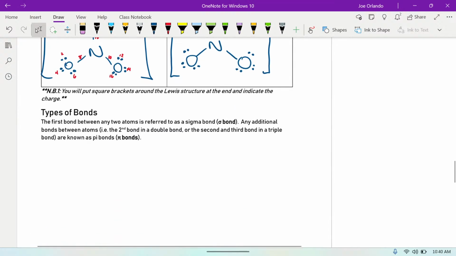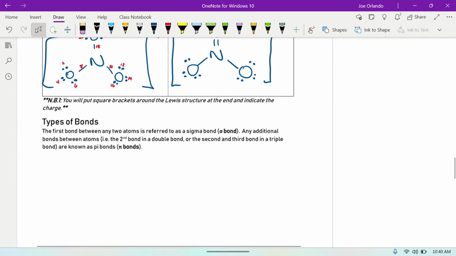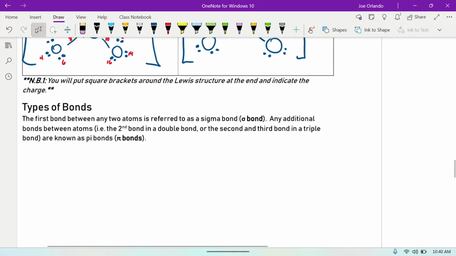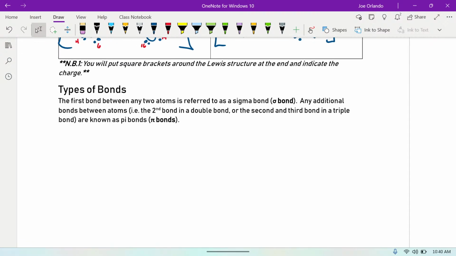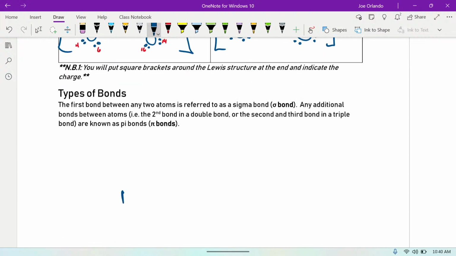Oh, actually, sorry. Before we do, I forgot to mention this. We give these bonds different types of names. The first bond between any 2 things, and I'm going to redraw the nitrate ion here, like this. The first bond between anything we call a sigma bond.